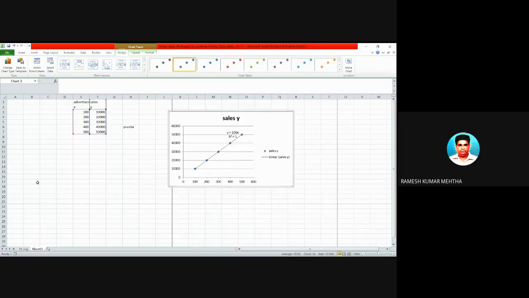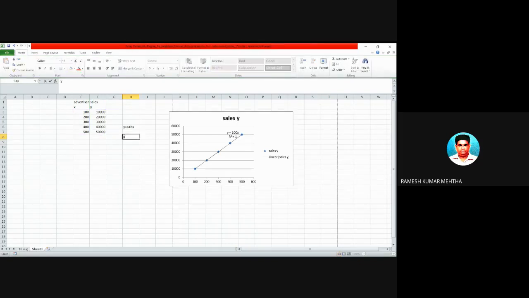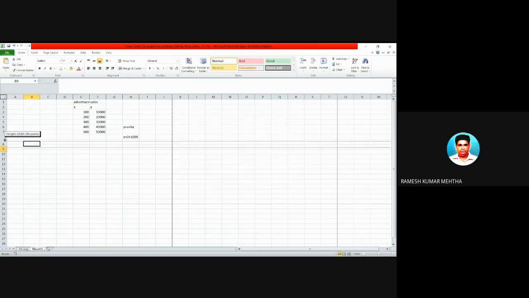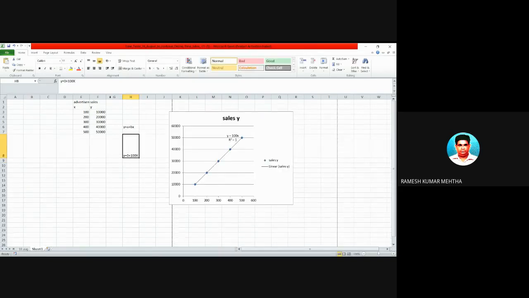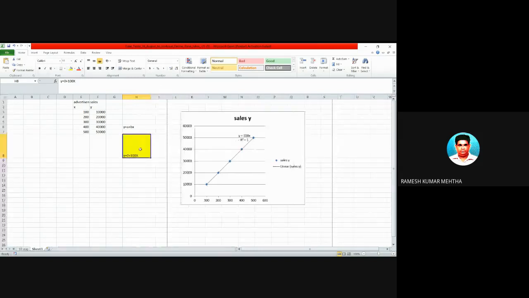Now this is the way you have found out the equation. The equation is y is equal to a, we don't have a, means a is equal to 0, plus b is 100 and x. So this is the equation. This is the equation we got by using Excel sheet. So I am highlighting it, very useful, and I am increasing the font size. So this is the equation where a is equal to 0 and b is equal to 100.